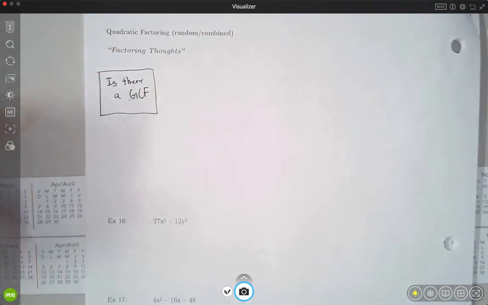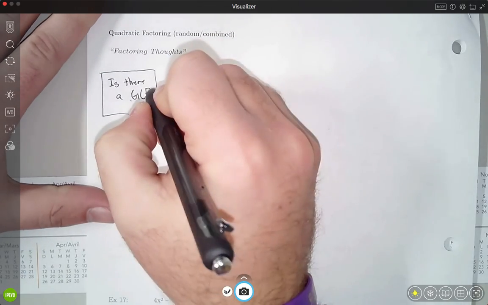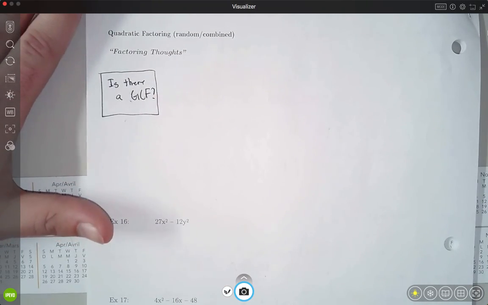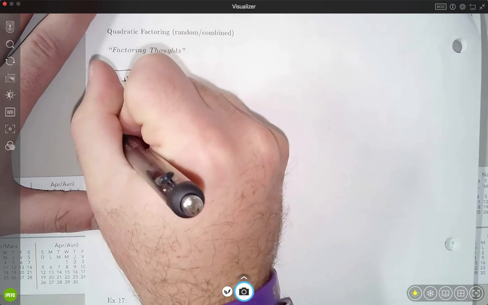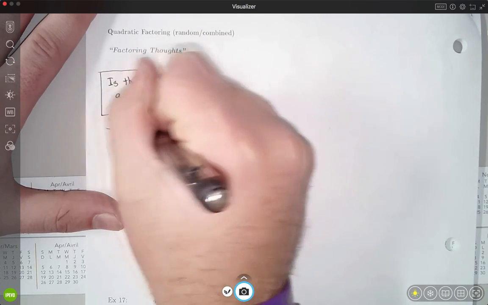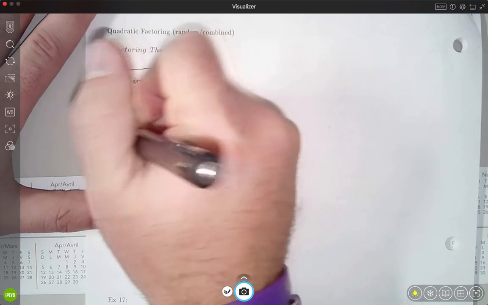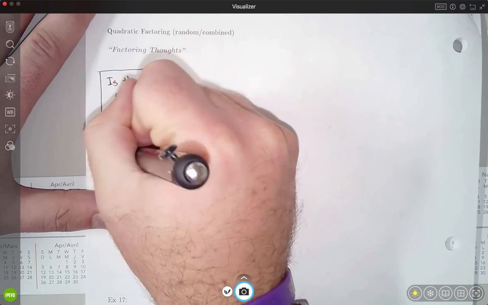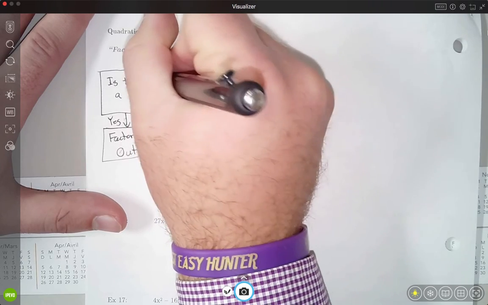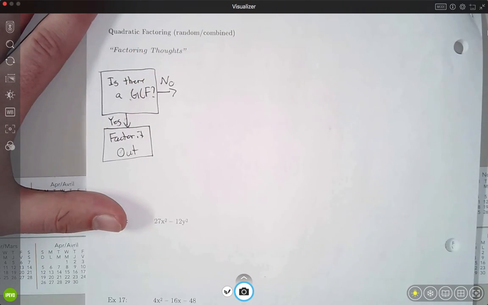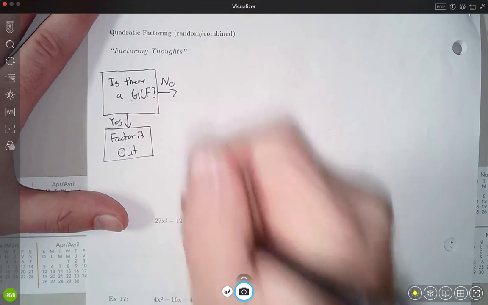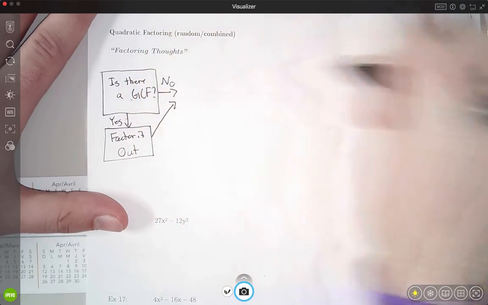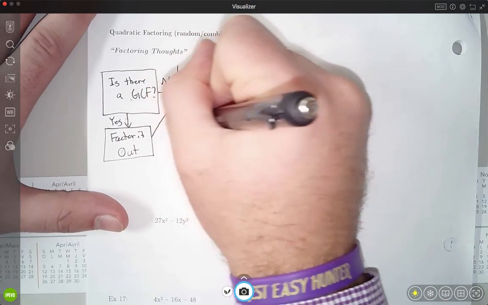Okay, if there's a greatest common factor that I can pull out right away, that's going to make my problem smaller. So if the answer to that question is yes, then I'm going to factor it out. Okay, if the answer is no, then I just have to move on. If you pull out a GCF, you are not finished. You still have to go back and keep going through the rest of this process.